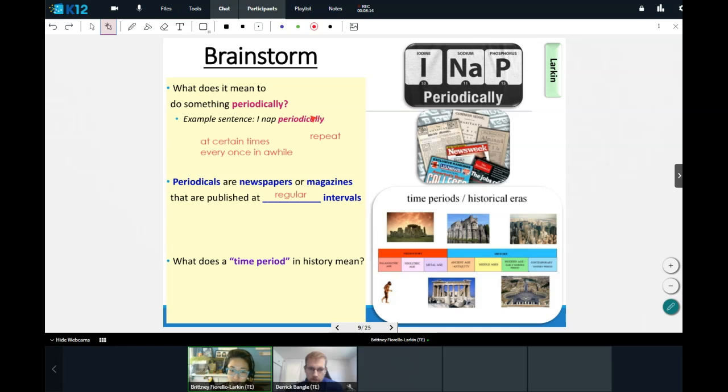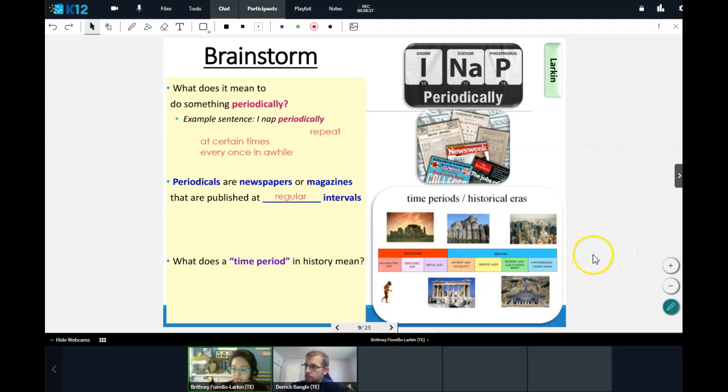Smiley faces, emojis in the chat if that makes sense. There has to be some sort of repetition. It has to be happening, you know, more than just infrequently. Exactly. Awesome. And go ahead and tell me in the chat then, what does a time period in history mean? What does a time period in history mean? Again, these are all ways in which we use the word period in our everyday lives, right?